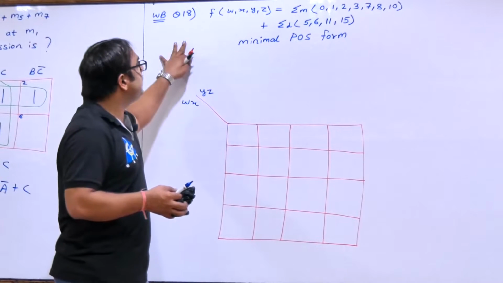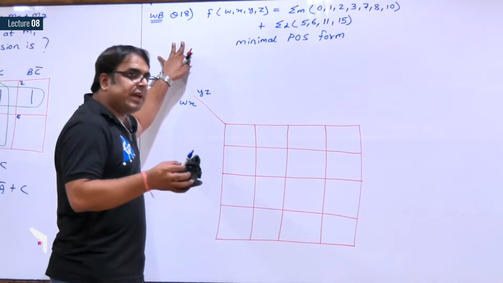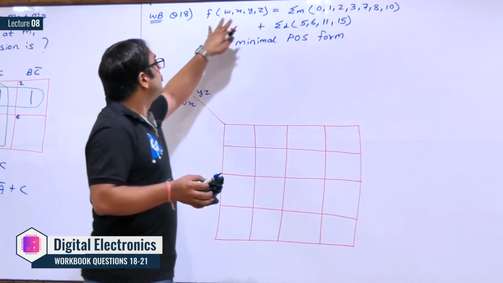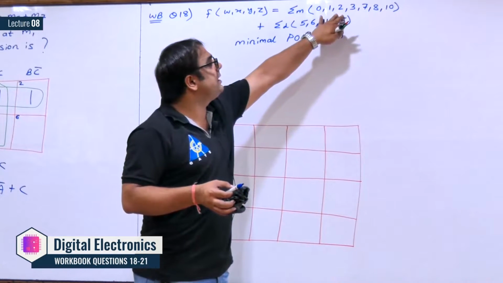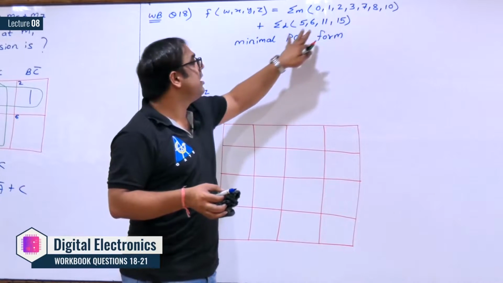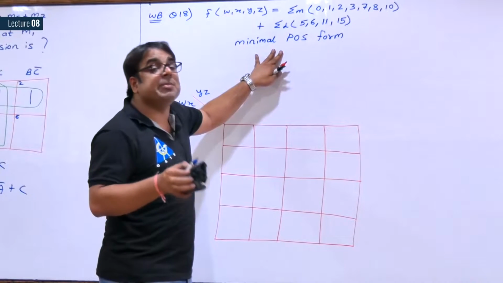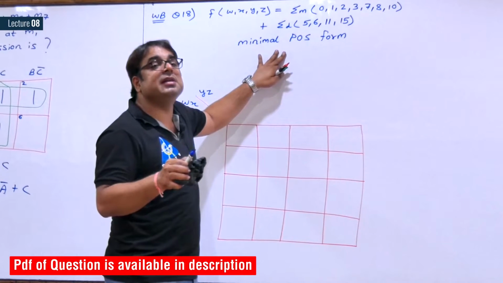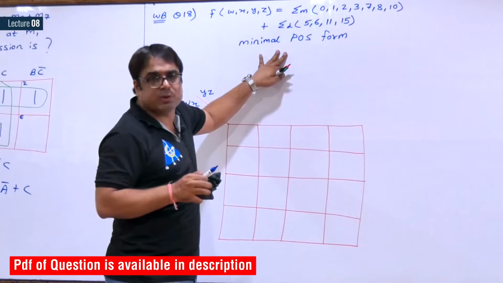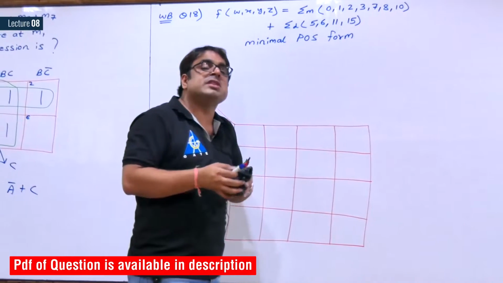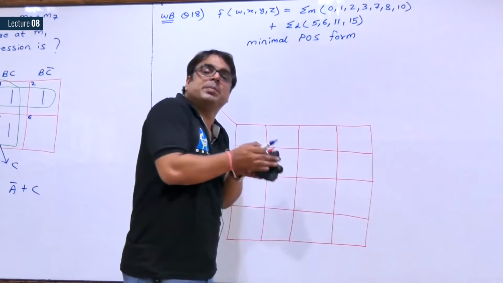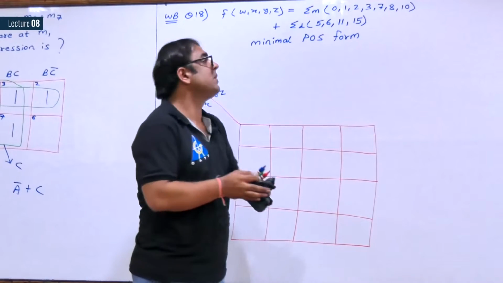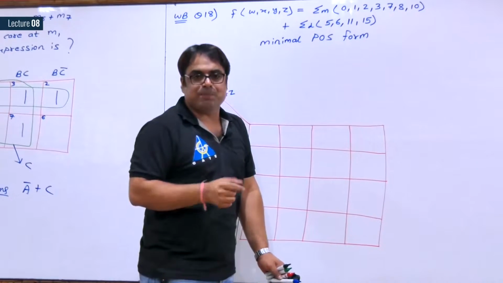Question number 18 of your workbook. We have a slight new concept in this question. The function is given as a min terms list, the don't care list is given, but you have to find the minimal POS form. What do we need for POS? We need the max terms list for POS. Don't care will obviously support both. Don't care supports min terms, and in the same way it supports max terms as well. Now what is the slight new concept?